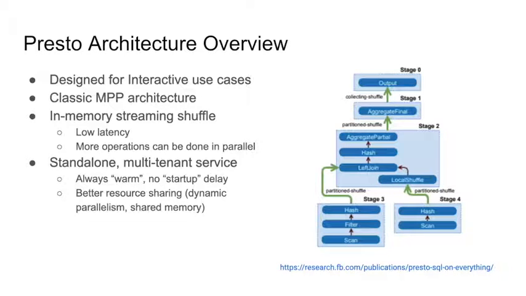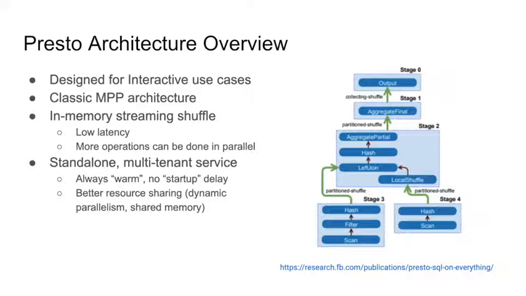Presto is deployed as a standalone multi-tenant managed service. It is always warm, so there is no startup delay when you issue a query. This model of deployment also allows us to better share the resources. For example, if the cluster is idle, we can increase parallelism for the running queries. It also allows more efficient memory sharing.